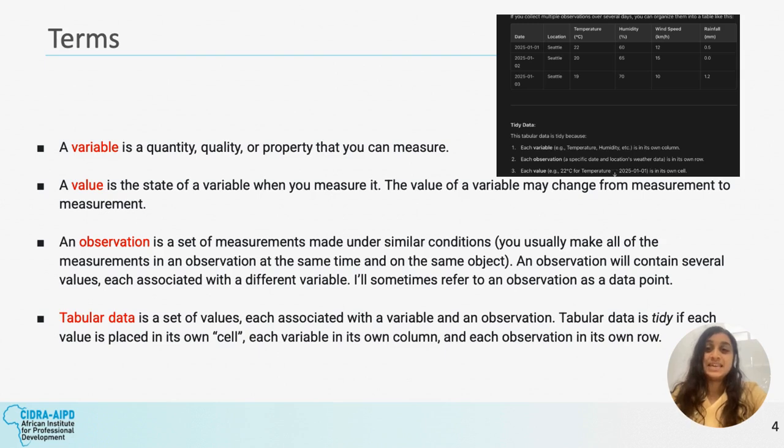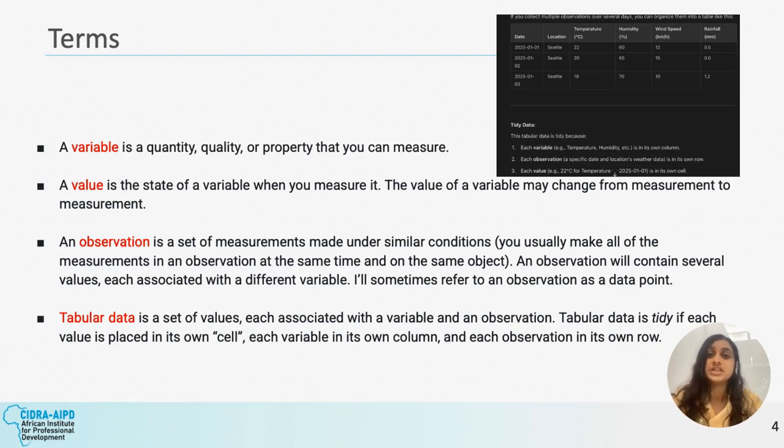Here are some key terms that we will define in this lesson. The first is a variable. A variable is a quantity, quality, or property that you can measure. An example of a variable is the average rainfall in Seattle. A value is a state of the variable when you measure it. The value of the variable may change from measurement to measurement. For example, today there could be no rain, so it could be 0 centimeters. Tomorrow there could be 2 centimeters of rain.